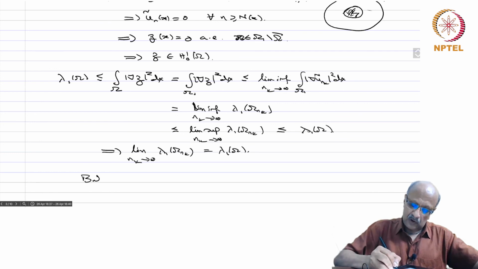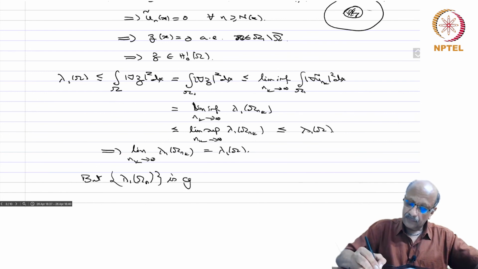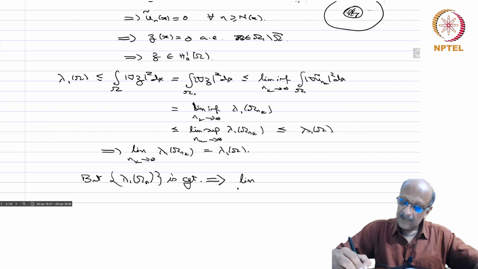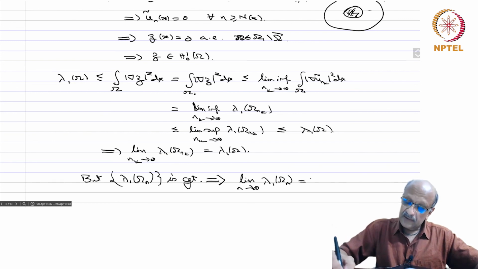But we already know that lambda_1 of Omega_n is convergent, and we have a subsequence converging to lambda_1 of Omega, and therefore this implies that the limit n tending to infinity of lambda_1 of Omega_n is lambda_1 of Omega.